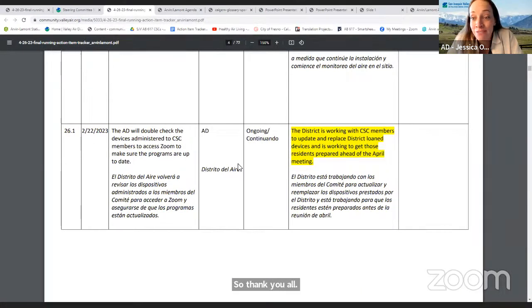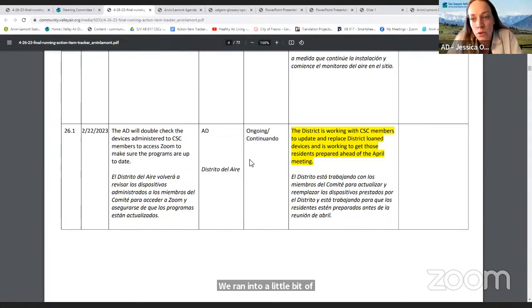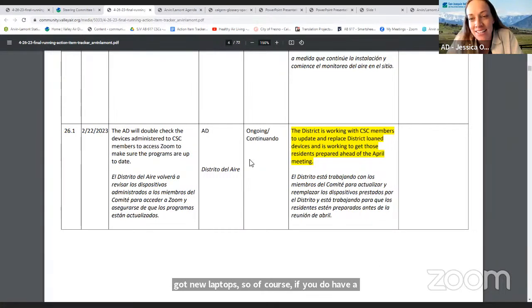And then several of you, hopefully, I know we're still working with one person. We ran into a little bit of an issue, but we got new laptops for folks, and we are so grateful to see that we can see Mario without a bunch of green lines going across his face. We're so grateful to hear and interact with those of you that got new laptops. So if you do have a district device and you ever run into an issue, please let us know. We will work with our IT team and get you a new device.